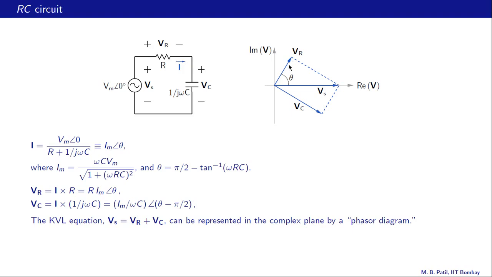What about Vc? Vc has an angle of theta minus pi by 2. So we go anti-clockwise by theta and then we come clockwise by pi by 2. That brings us to this angle. So that is our Vc. And now we can see that the vector equation Vs equal to Vr plus Vc is satisfied. This is our Vs. So Vr plus Vc brings us to Vs. So this is the phasor diagram corresponding to this KVL equation in this case.